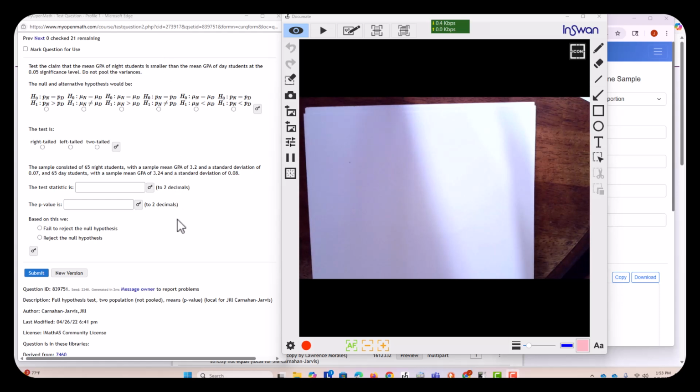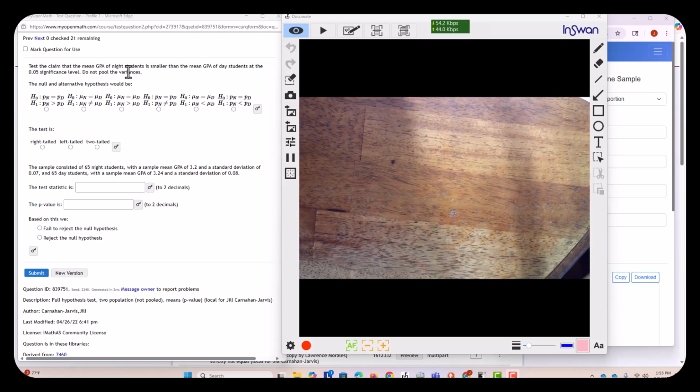Okay, we're looking at hypothesis testing with two samples. So we're testing the claim that the mean GPA of night students is smaller than the mean GPA of day students at alpha equal 0.05. Do not pool the variances. So evidently this is at some kind of university, college.